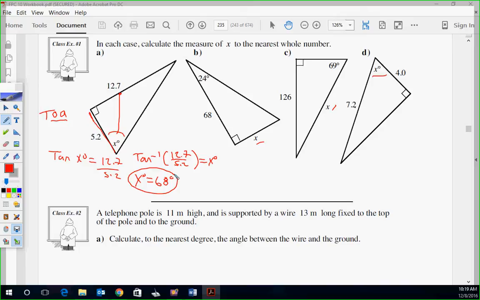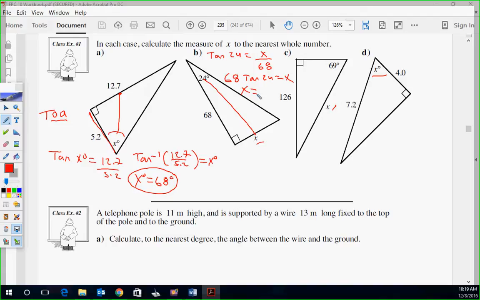Okay, so here again, looks like we're doing a bit of tangent today. Opposite over adjacent, so we have tan on this one. I'll do it up here. Tan of 24 equals x over 68. And so we just multiply 68 to both sides for our answer. So 68 times tan 24 is x. X equals, what do we get this time?